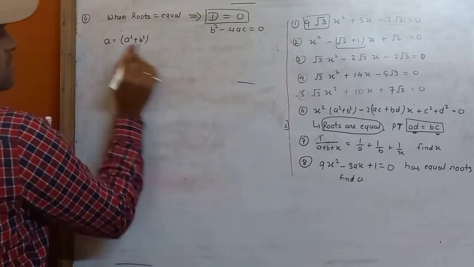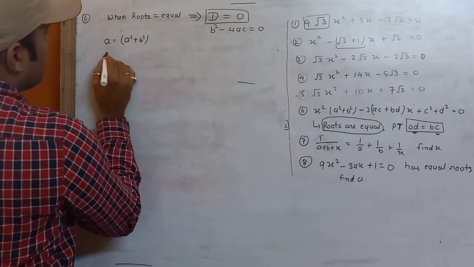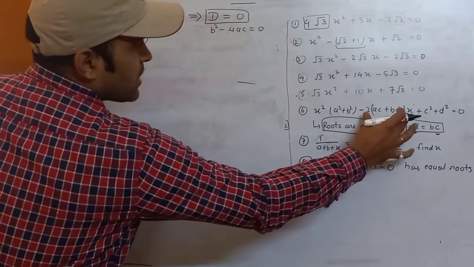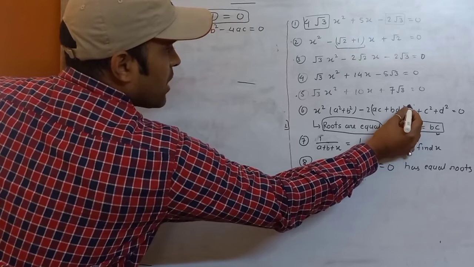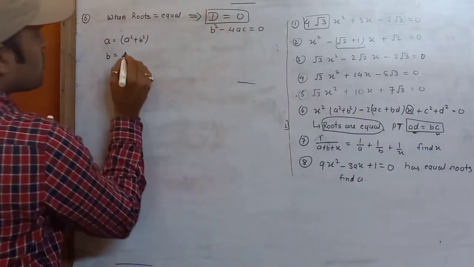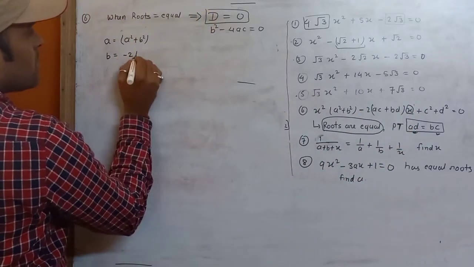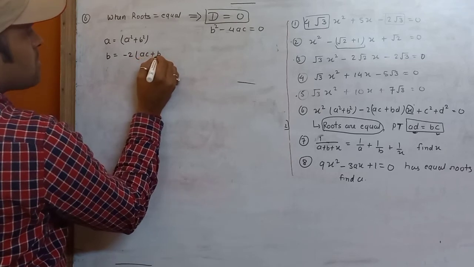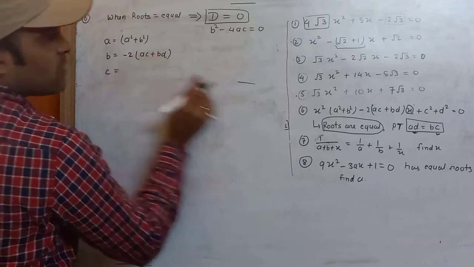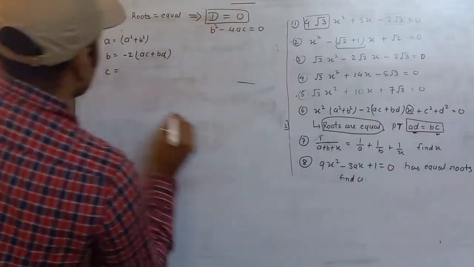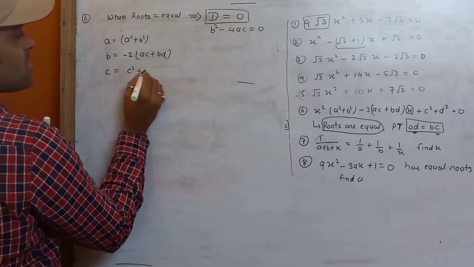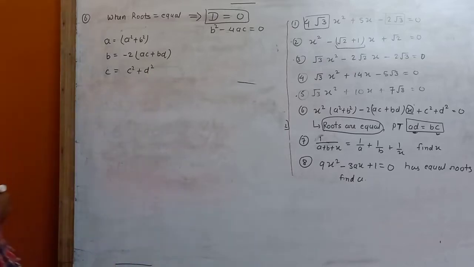Next, we will talk about b. In the place of b, leaving the value x, leaving this x part, all terms are b. So minus 2 into (AC plus BD). C will be all the constant terms, or the terms without x. So here C square plus D square.